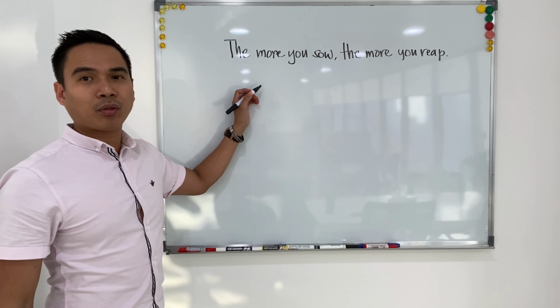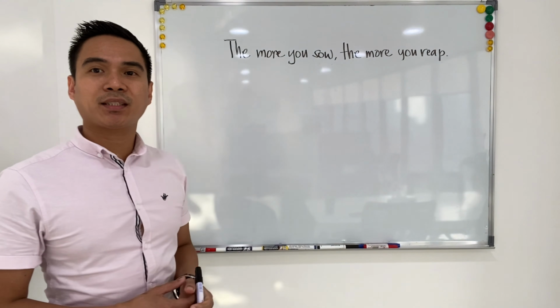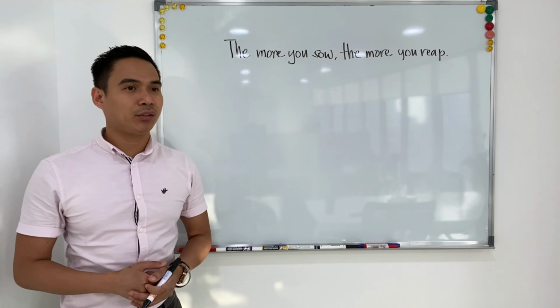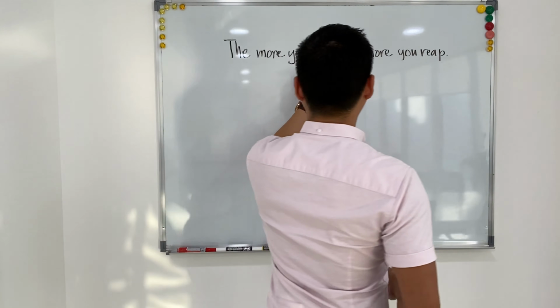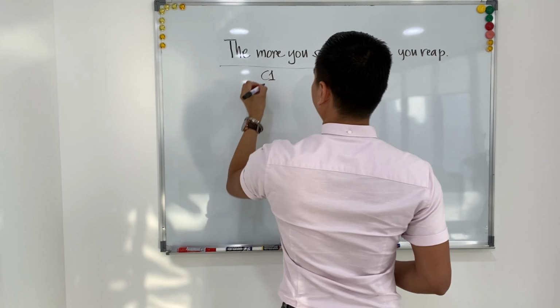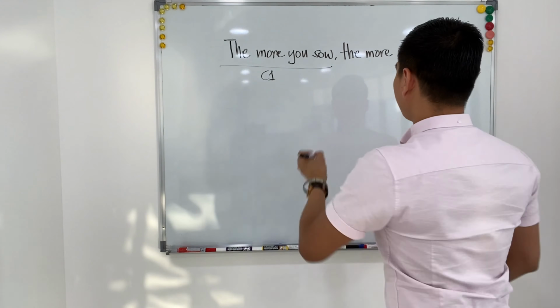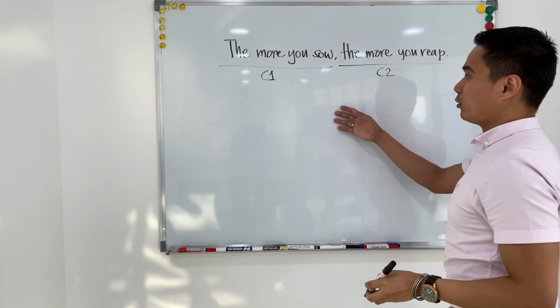Here is another sample compound sentence. The more you sow, the more you reap. You may notice that here we do not have a conjunction, but instead we have a comma, and therefore it suggests that on the left side, this is our first independent clause, and this is our second independent clause.